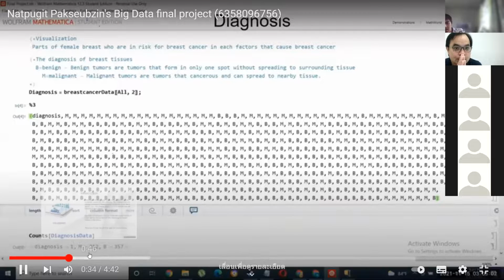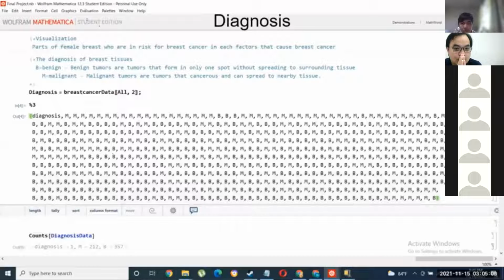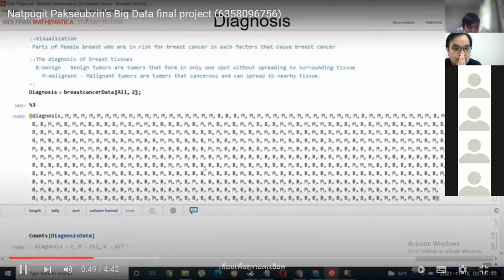5 risk factors that could lead to breast cancer in the future. There are 5 main factors that lead to breast cancer, which I would like to discuss in the following slide. Here's the method and data visualization.